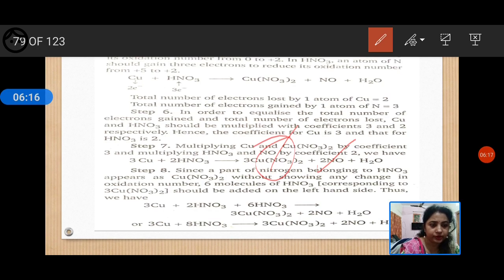So here what we have to do: in copper nitrate, how much nitrogen is coming, 2 from here, 3 twos are 6, and 6 plus 2 is 8. 8 nitrogen is here on the product side, so 2 is already here, so 6 HNO3 we will add on the reactant side. To balance the nitrogen, 6 HNO3 we are going to add on the reactant side. So this will be the final reaction.